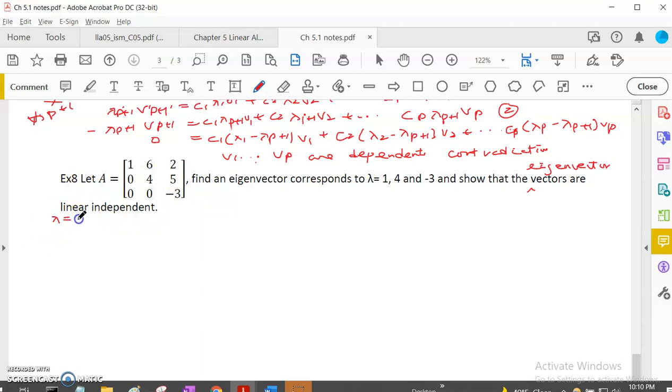So lambda equal to 1 first. I would have to solve (A minus 1I)x equal to 0. That means I'm going to do the augmented matrix of A minus 1I: 0, 6, 2, 0; 3, 5, 0, 0; minus 4, and so on, with the last column 0, 0, 0. To solve this, what is the solution?